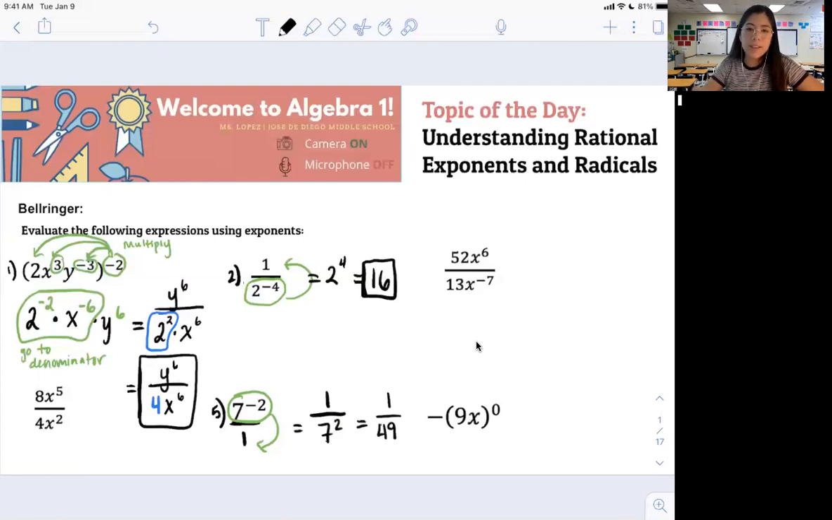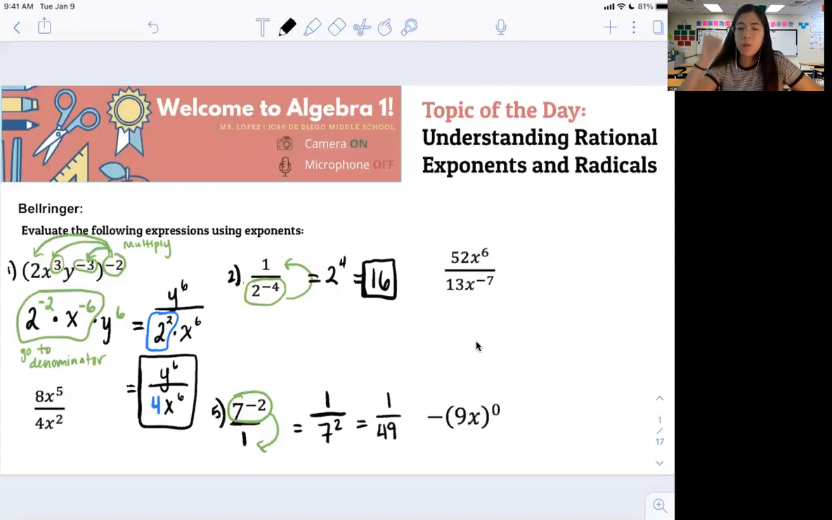So let's take a look at number 3. Number 3 has a couple of different things going on. First of all, is there any number or variable that will flip to the numerator or flip down to the denominator? You would flip the 13x because the exponent is negative 7. Good. The exponent is a negative number, it's a negative 7. However, be very careful.